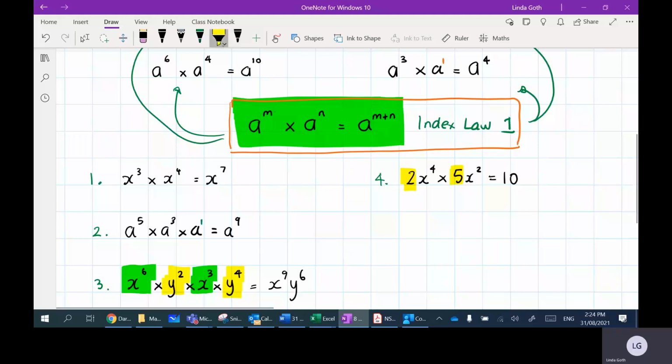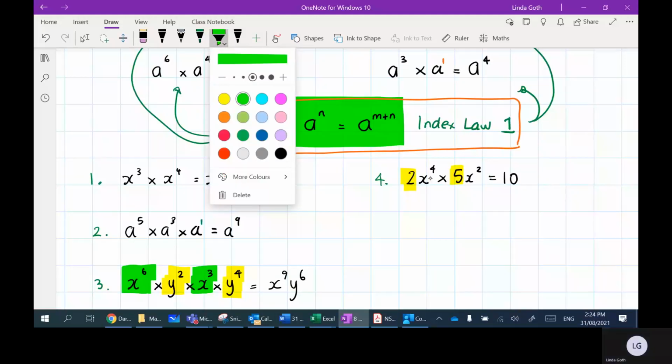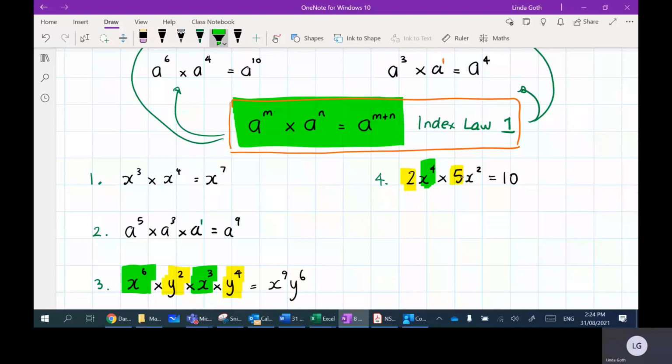Now we're left with some x terms. We've got a base of x here, we've got a base of x here. So when we multiply those together, we get x to the power of 6.